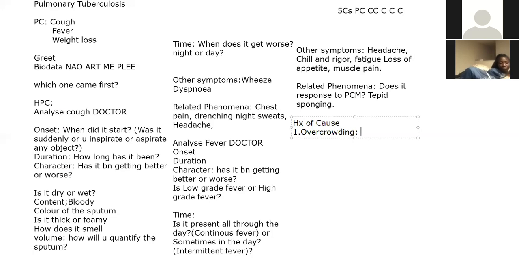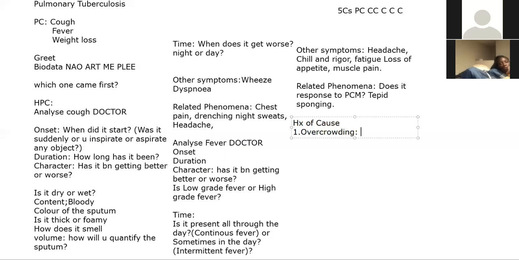Have you been in a place where there's not enough ventilation? Okay, good. You might not go to a place where there's not enough ventilation. Even your house might be. Start from the house, the place where people are living. You know, in Nigeria, some people live in a room where there's only one window. You can see 5-6 people living in the same room.